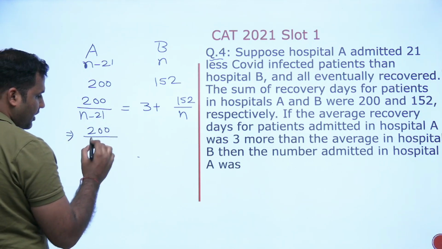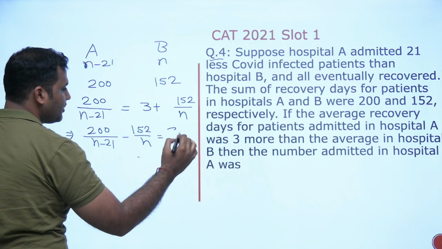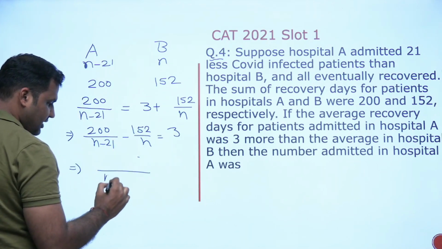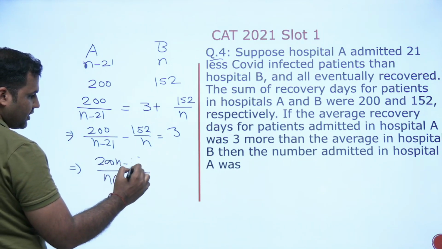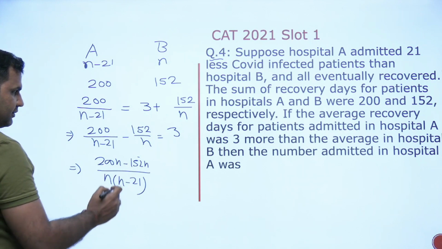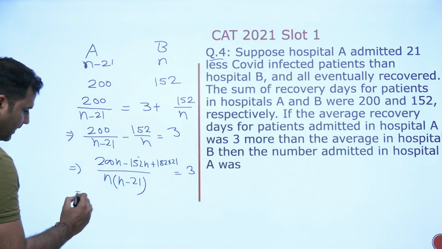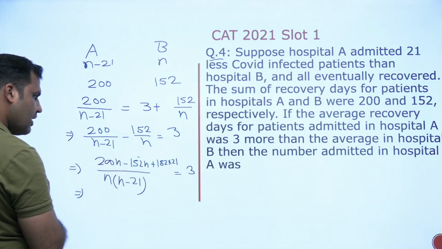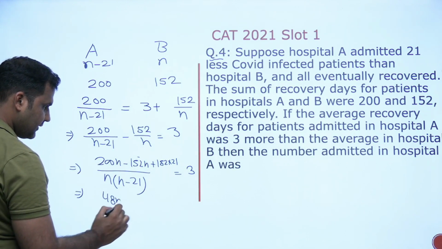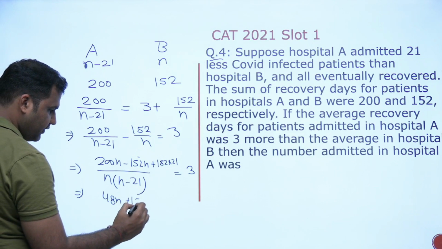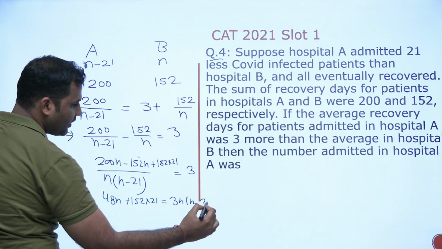So 200 upon n minus 21 minus 152 upon n will be equal to 3. Now the LCM would be n into n minus 21, right? This will be 200n minus 152n plus 152 multiplied by 21 is equal to 3. Okay, let's make the equation. 200n minus 152n would be 48n, plus 152 multiplied by 21 is equal to 3n into n minus 21, right?